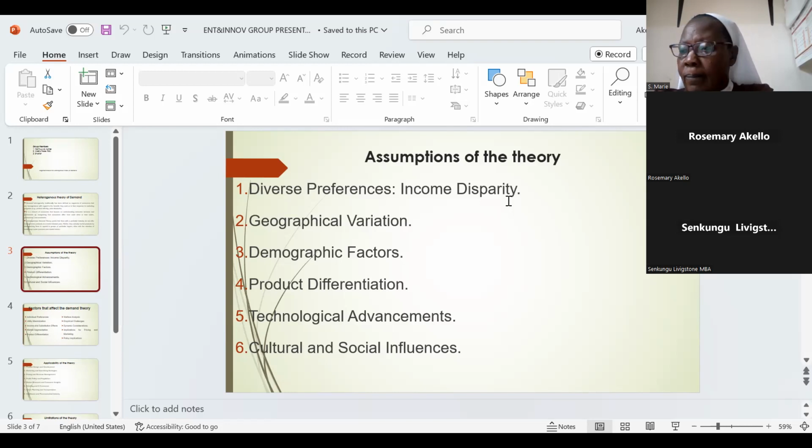Technology advancement is another assumption. This may include the development of e-commerce, social media, and personalized advertising that allows companies to tailor their products and marketing strategies to specific consumer segments, further making this theory hold. And then lastly, cultural and social influences, such as cultural norms, social trends, and peer influences, which shape consumer behavior and preferences. Products associated with particular lifestyles, values, or social status may appeal to specific consumer segments, resulting in heterogeneous demand. I call upon Agnes to take on from the factors.